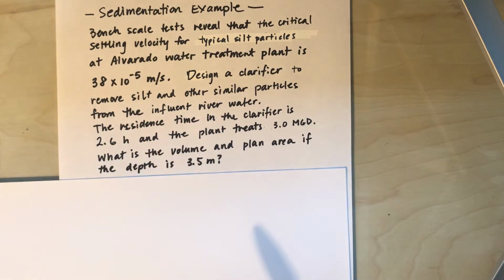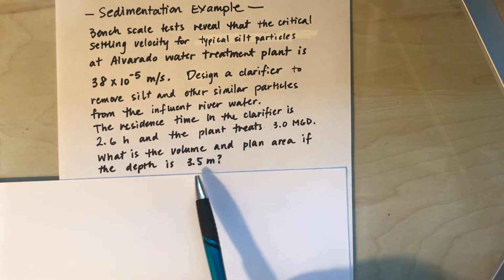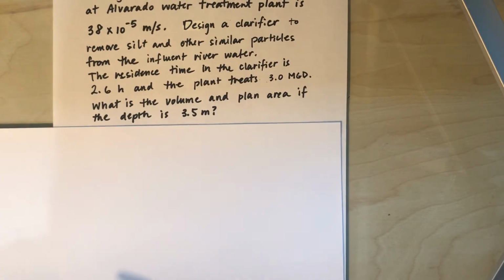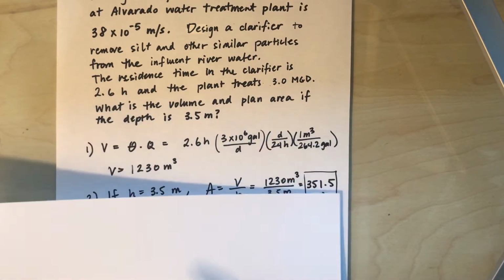How much space is it going to take? What volume is it going to treat? And let's assume the depth is 3.5 meters, which is a reasonable size for a settling basin.